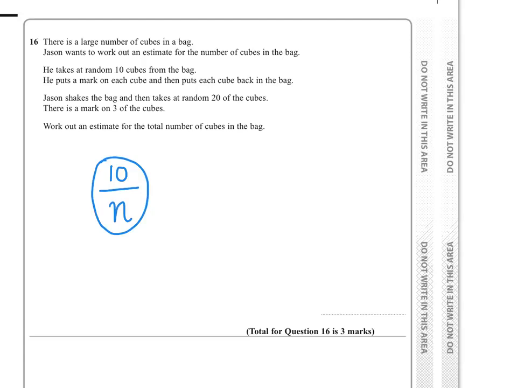Jason shakes the bag and then takes at random 20 of the cubes. So he creates another population, like a second population of 20 cubes. And 3 of those are marked. So the fraction 3/20 represents the proportion of marked cubes again.